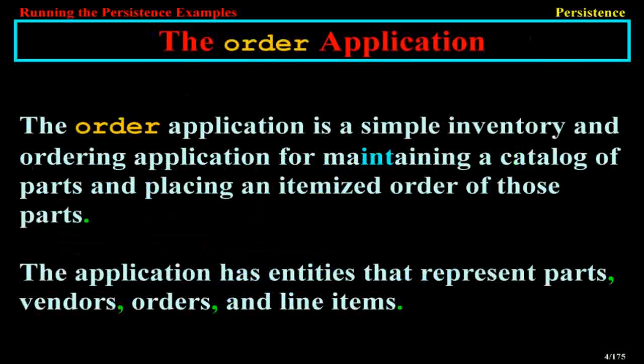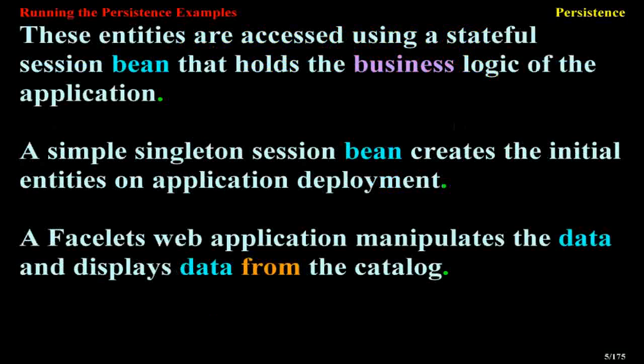The order application. The order application is a simple inventory and ordering application for maintaining a catalog of parts and placing an itemized order of those parts. The application has entities that represent parts, vendors, orders, and line items. These entities are accessed using a stateful session bean that holds the business logic of the application. A simple singleton session bean creates the initial entities on application deployment. A faceless web application manipulates the data and displays data from the catalog.